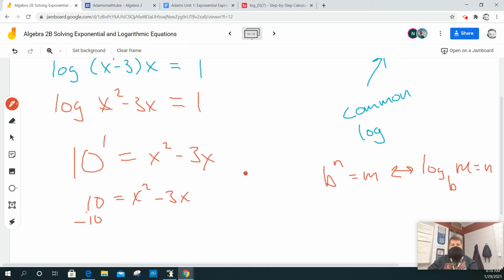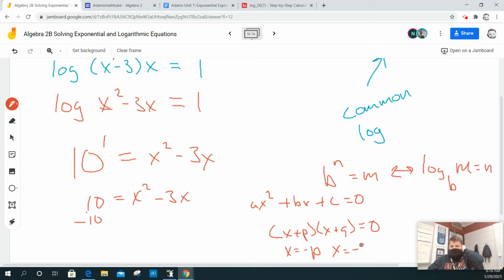Remember, for quadratics, we want to make a quadratic look like this: ax squared plus bx plus c equals 0. And then we factor it to make it look like x plus p times x plus q, and make that equal 0, and that gives us x equals negative p and x equals negative q, if we can do that. So I subtract 10 from both sides. I get 0 is equal to x squared minus 3x minus 10.